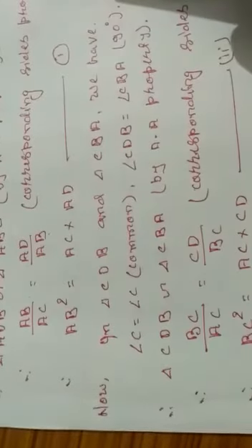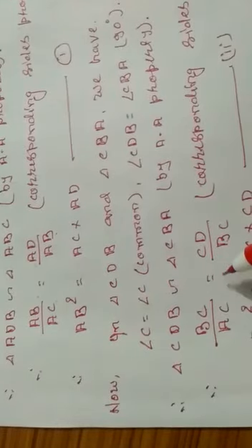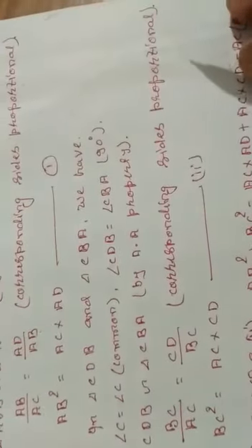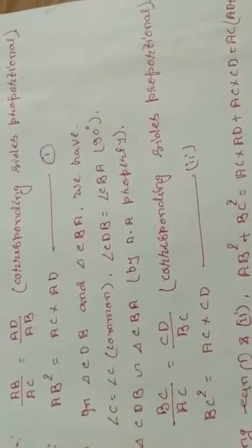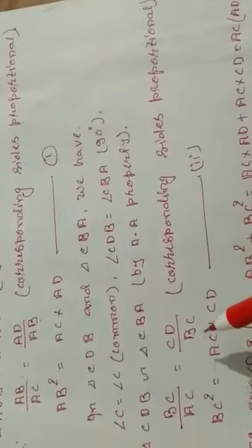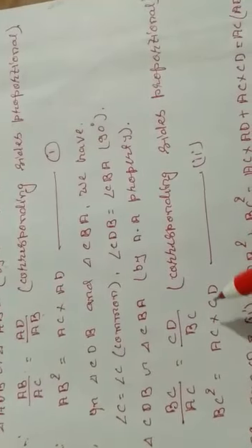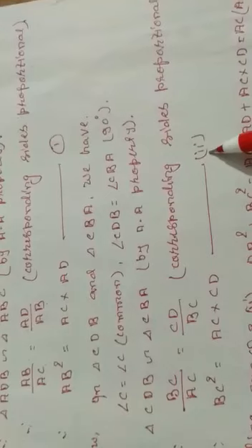So we can write here that BC by AC equals CD by BC, and this is also by the property of similar triangles that corresponding sides are proportional. Now again, by cross multiplying, BC into BC, we will have BC square equals AC into CD. Suppose this is our equation number 2.